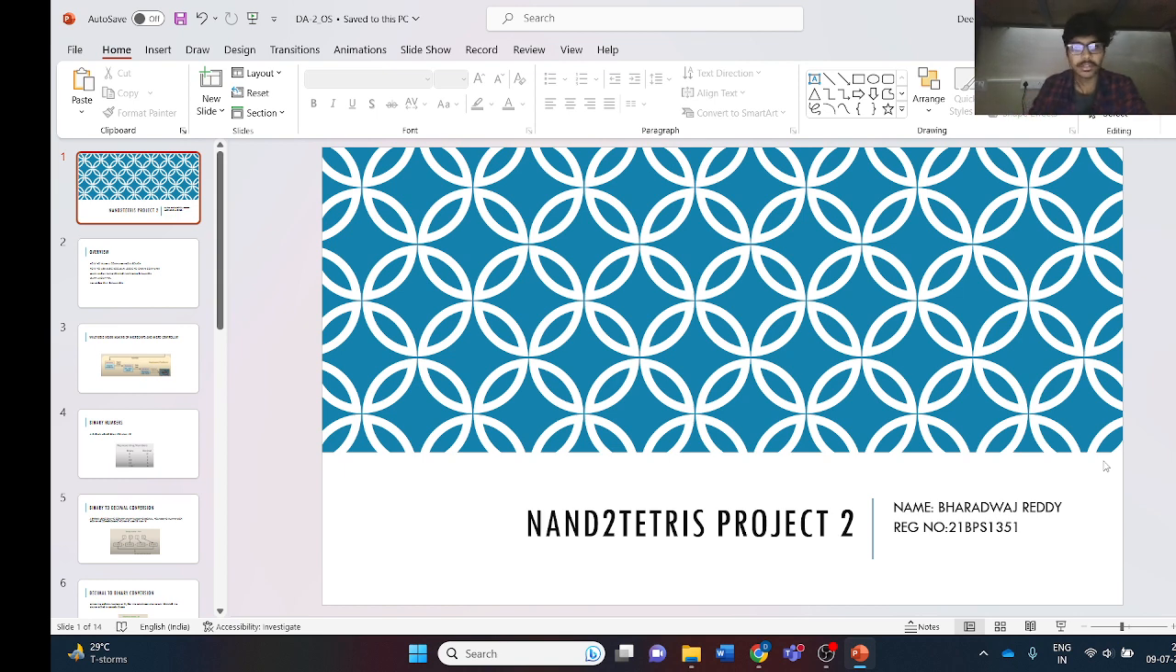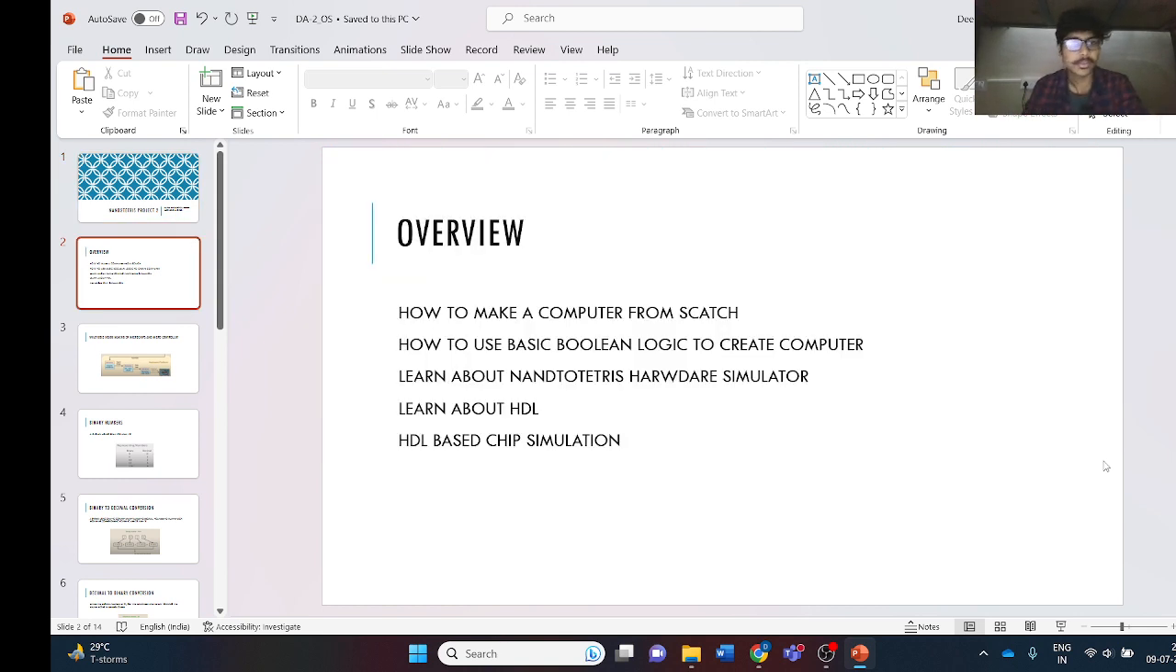And we'll see what we'll learn in this. So what do we learn in this? We'll learn how to make a computer from scratch, how to use basic Boolean logic to create a computer, how to learn about Nand to Tetris, the hardware simulator, and also about HDL based simulation.